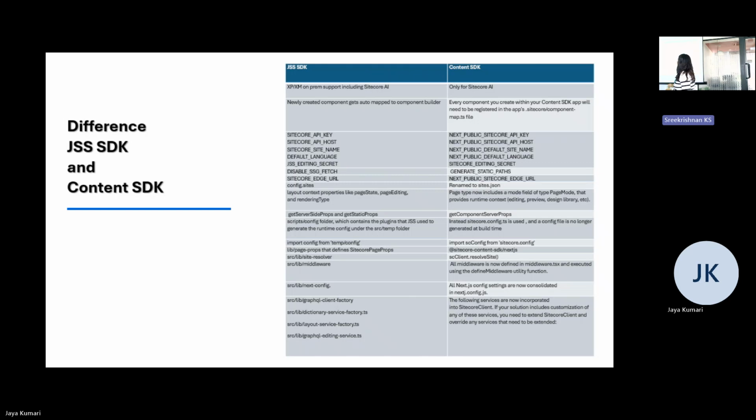You can find it. Earlier, we had under the lib folder the GraphQL client factory, dictionary, layout, all these services. These all got replaced; everything got incorporated into the Sitecore client. And now, based on your needs, you can extend this one. So these are the important ones. While you are doing the migration, you have to find all these references and replace them. They have included everything in the upgrade guide. And if your app does not have much customization, I think it is very easy to upgrade.